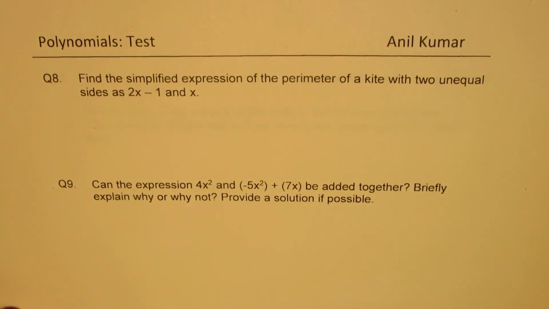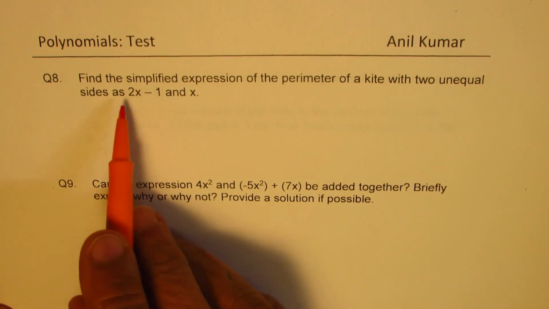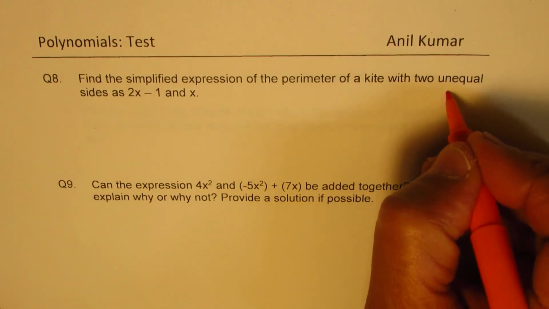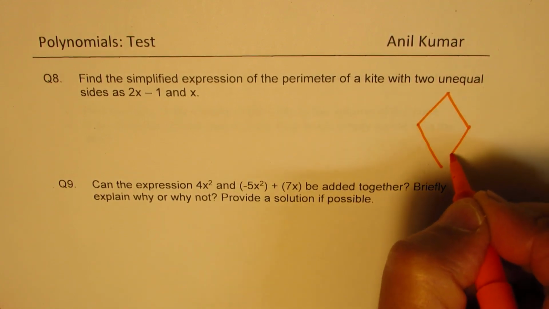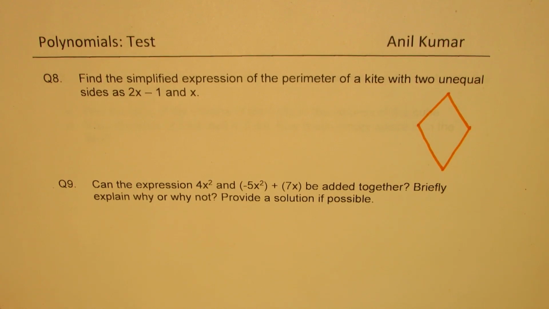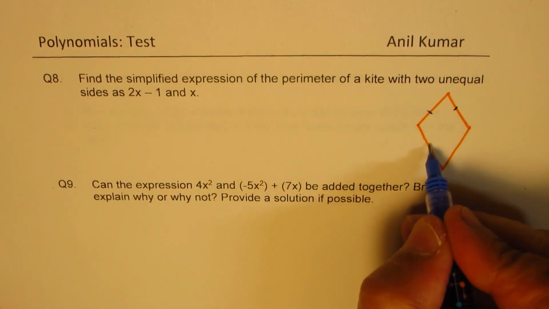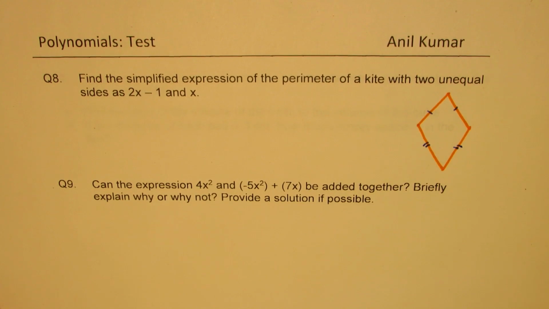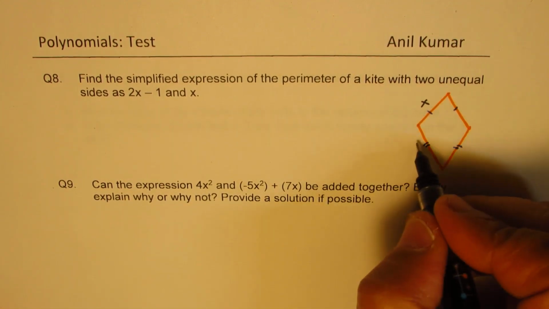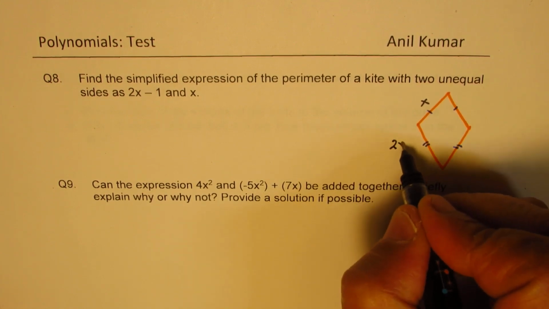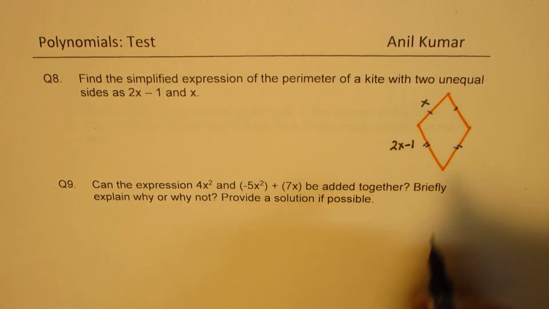Question number 8. Find a simplified expression for the perimeter of a kite with two unequal sides as 2x minus 1 and x. So let me sketch one kite for you. So a kite is a structure which is kind of like this, whose sides, these sides are equal, right? Now we are given that two unequal sides are, this is x and the other one is 2x minus 1. We need to find the perimeter.